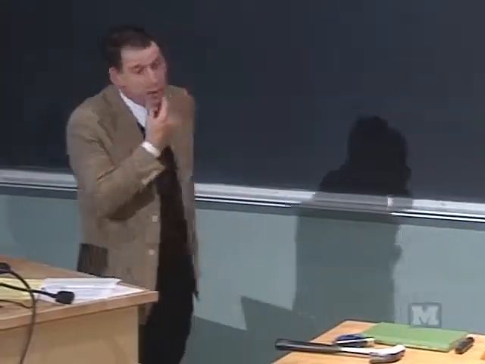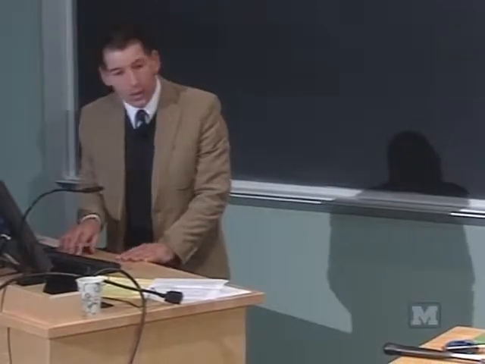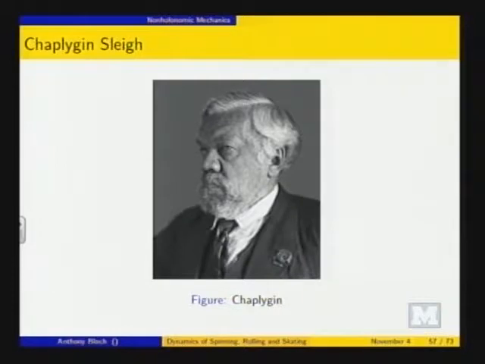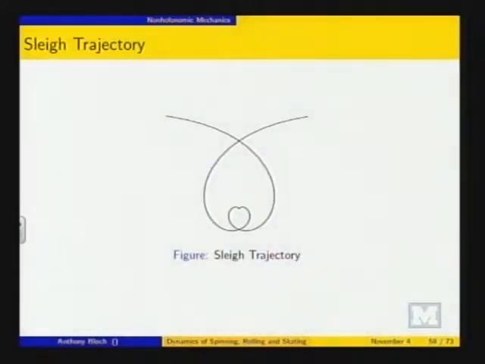So this is the Chaplygin Sleigh. Let me just show you a little bit of the trajectories of the Chaplygin Sleigh. So this is Mr. Chaplygin, who came up with the Chaplygin Sleigh, very distinguished-looking gentleman. These are the equations of motion for the sleigh, actually. For those of you who care about these things, V here is the forward velocity of the sleigh, and omega is the angular velocity. I'm not going to worry too much about the equations here, but let me just show you the trajectories.